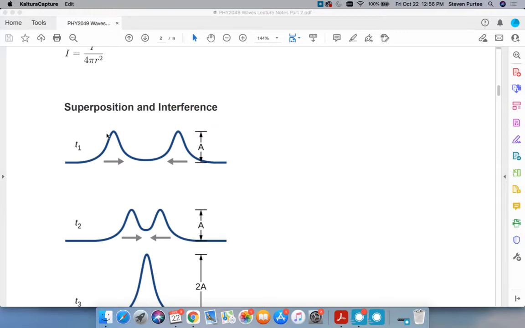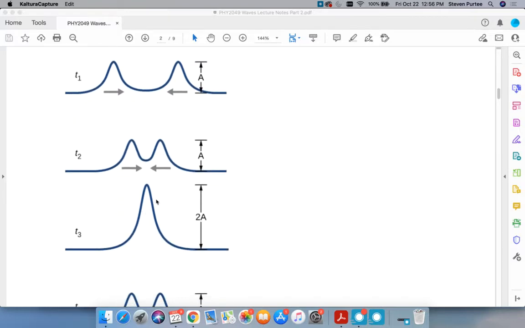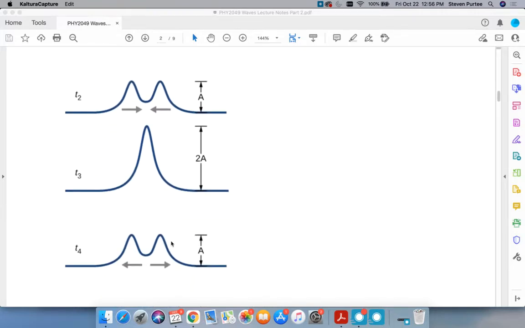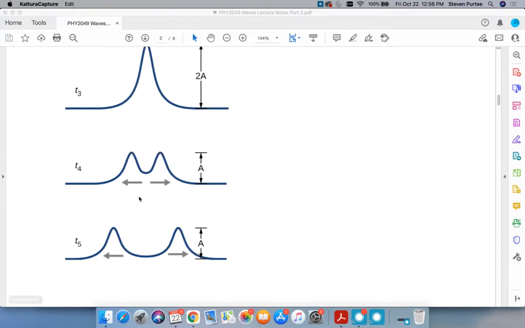I've just got this little bump traveling to the right, and this bump traveling to the left. When they get together, they'll just add together. So when they meet right here in the middle, the total wave will be twice as high. And then they'll just pass right through each other and keep going.